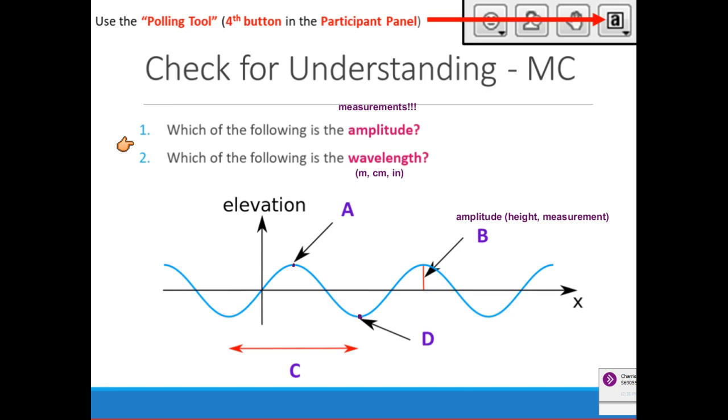Looking good. All right, guys. Yes, this one is going to be C. So C is definitely our wavelength. It's the length from one point to an identical point, so from trough to trough. We could also say crest to crest, or equilibrium to the same equilibrium.